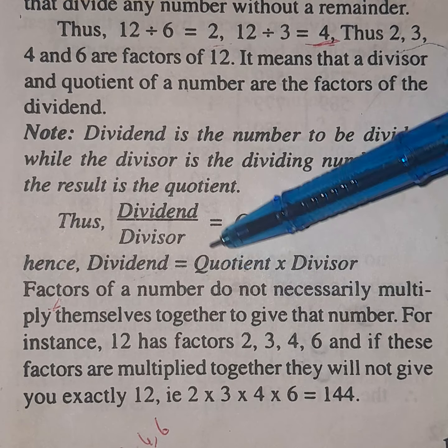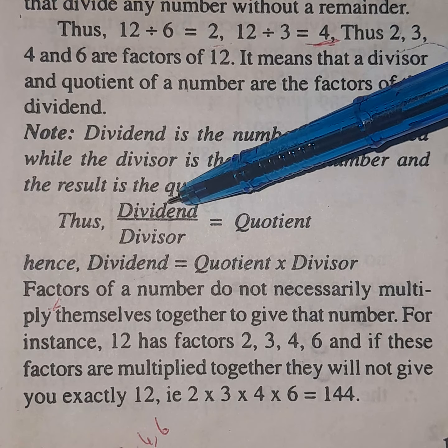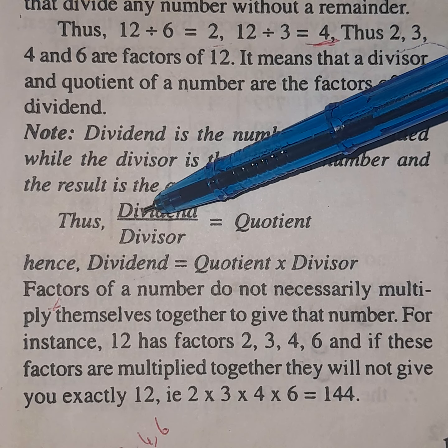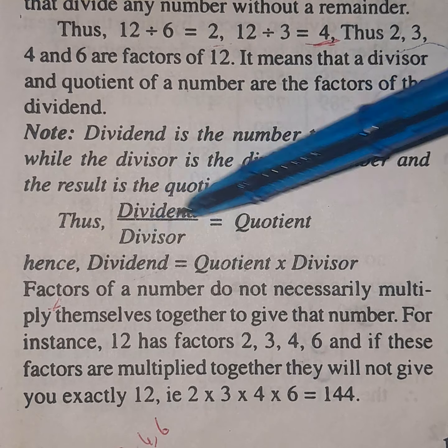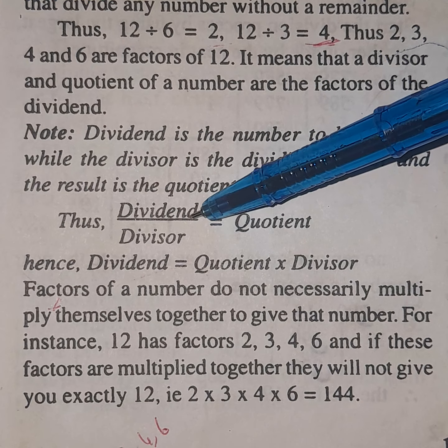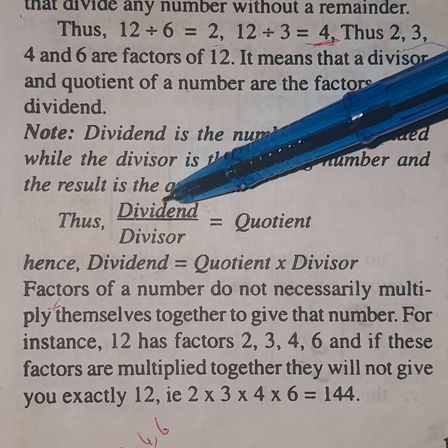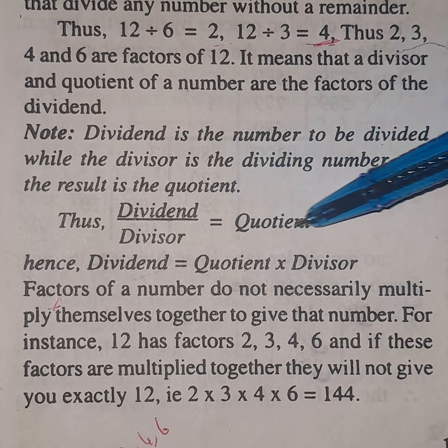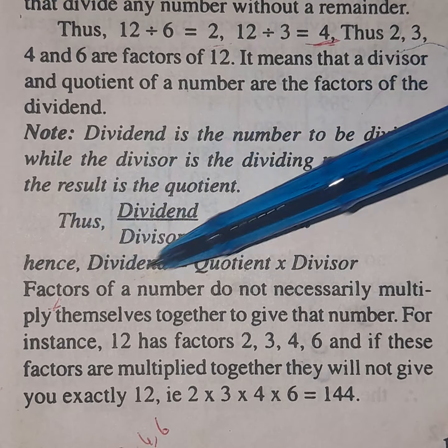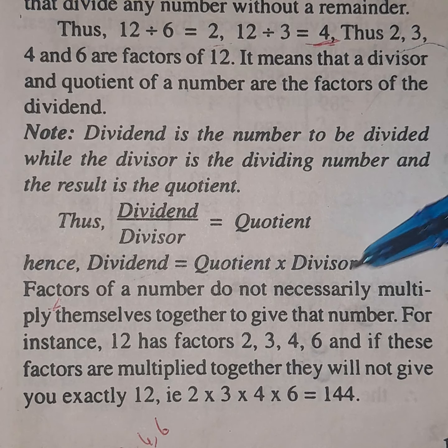What are they trying to tell us? They are trying to tell us that the number that is to be divided is called the dividend, while the number that we divide that number by is the divisor. Whatever you have becomes the quotient. Hence, dividend equals quotient times divisor.